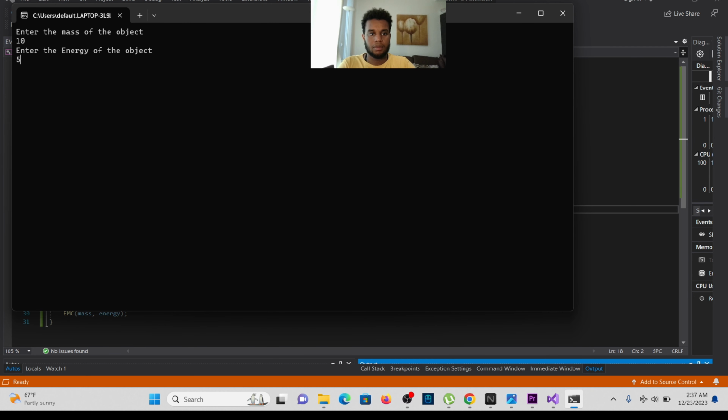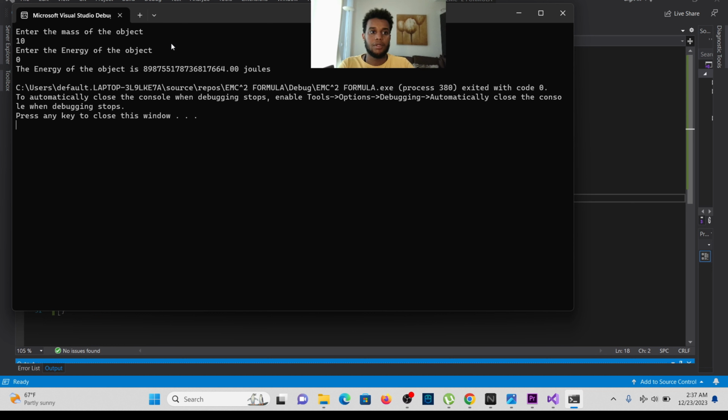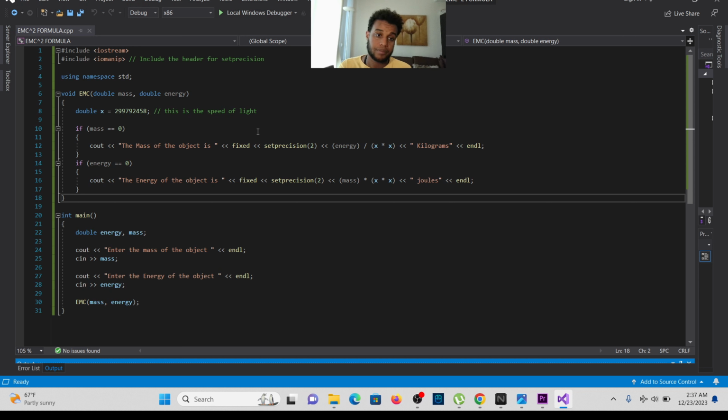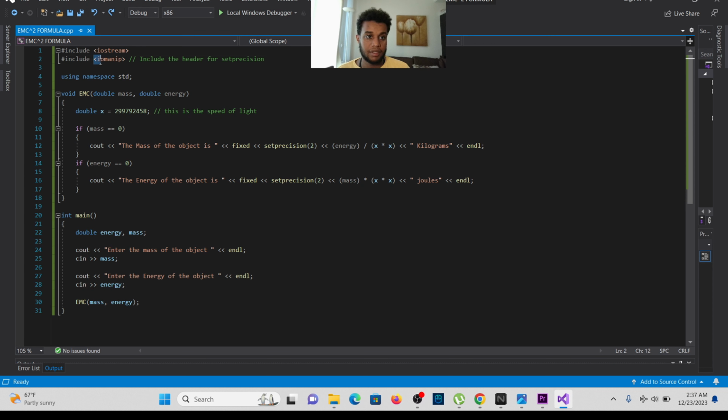Just put 0. But here it's the energy of the object is da da da. This is the joules right here. You know what I'm saying? So yeah, this is what happens when you put a fixed. I mean, when it's fixed, it shows the entire number. So yeah, this is where we need to include the library to use fixed, which is iomanip.